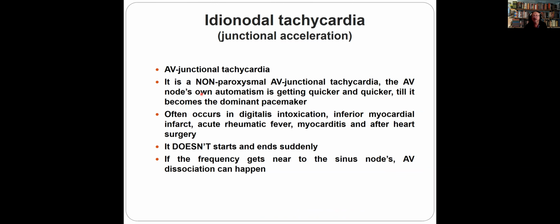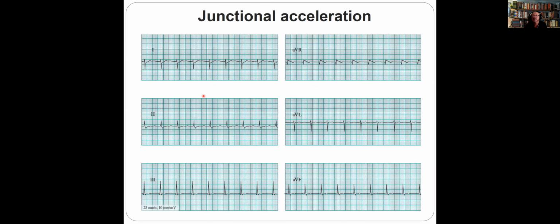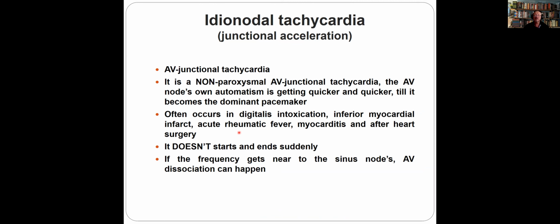There are two types of this. Oh no, it's the junctional acceleration we will talk about later. That can be either nodal tachycardia or non-paroxysmal AV junction tachycardia. When we do have a faster rate than a normal one, but it's faster than a junctional own rate, so it can be 90 or 100, that can be either nodal tachycardia or junctional acceleration. The pathomechanism is different from the paroxysmal tachycardia. Usually it is an increased automaticity of the junction.